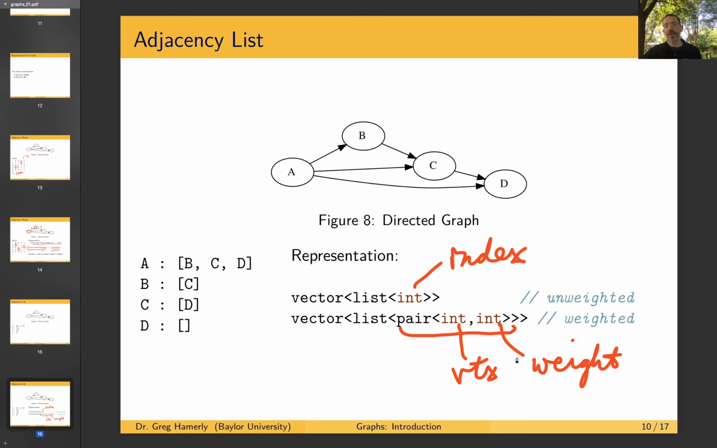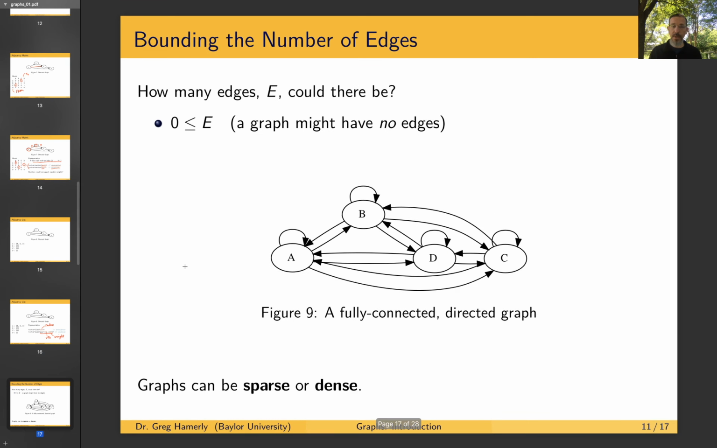Now, the advantage of using this adjacency list representation is if we have a lot of vertices but relatively few edges, then we only have to represent the edges that actually exist. So it is what we call a sparse representation. It is more memory efficient in some ways.